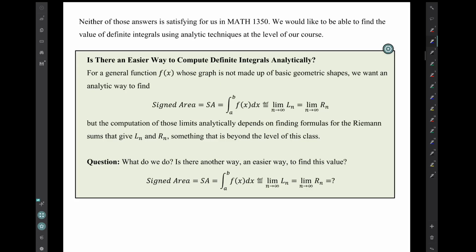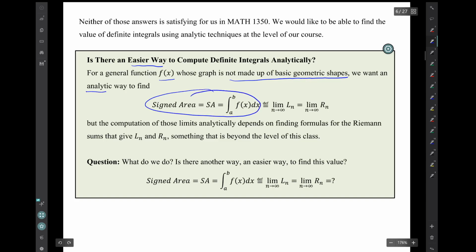So we're stuck with this situation. We would like to be able to compute the value of definite integrals using analytic techniques at the level of our course. The question was, is there an easier way to compute definite integrals analytically? That is, for a general function f of x, whose graph is not made up of basic geometric shapes, we want an analytic way to find this signed area, the definite integral, which officially is defined as this limit of Riemann sums and also this limit of Riemann sums.